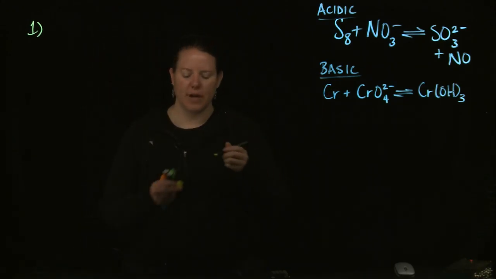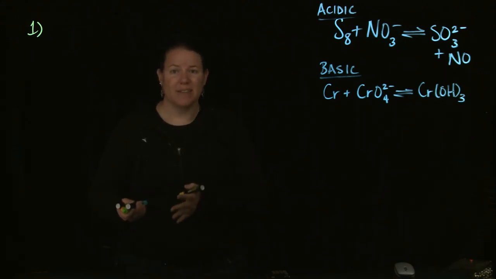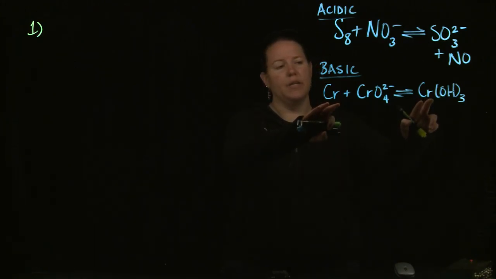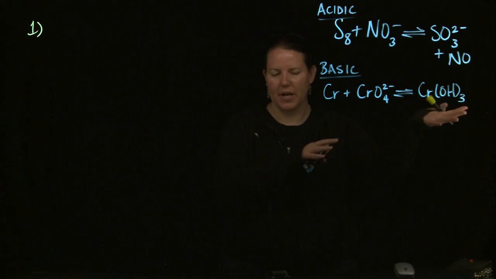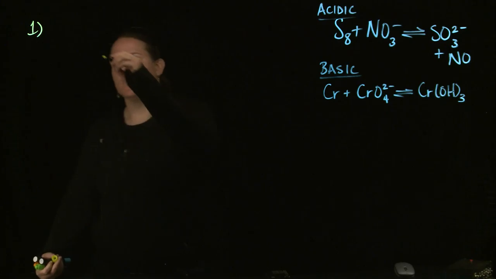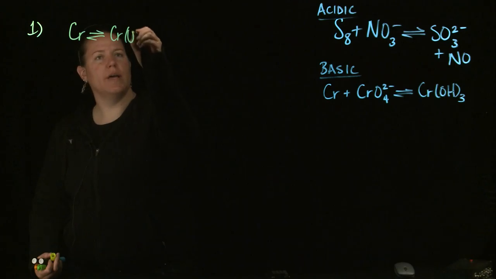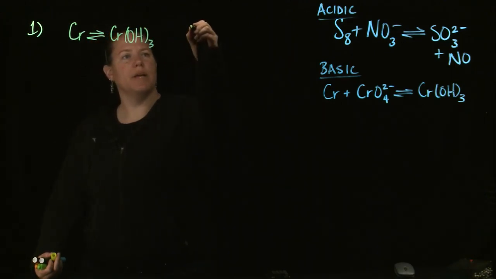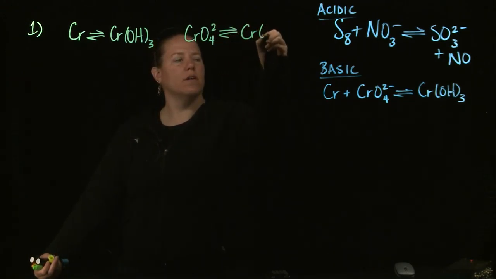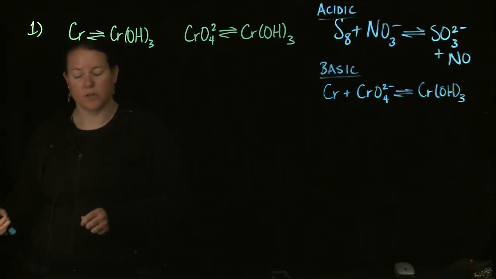For the basic reaction, you still have to separate out into half reactions based off of the element that is not O or H. In this case, chromium is my element that's not O or H. And notice I only have one chromium product, which means this product needs to be in both half reactions. So I'm going to have a half reaction with Cr going to CrOH3, and a half reaction with CrO4 2 minus going to CrOH3. This is possibly going to double our work just a little bit.